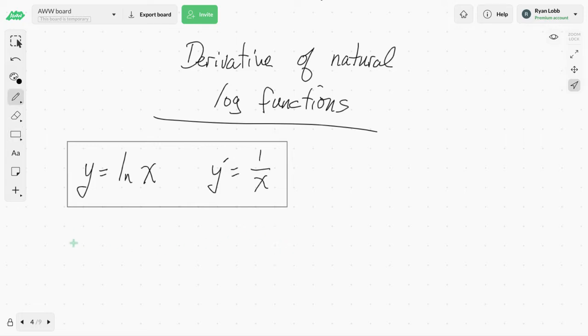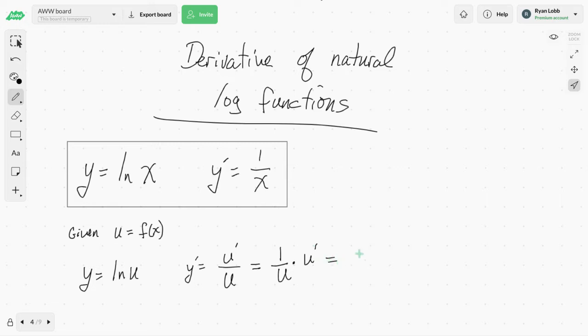More generally, we want to think about, given u is equal to some function of x, so u is f of x. If y equals ln of u, then y prime is going to be equal to u prime over u. Sometimes we'll say, the derivative of the stuff over the stuff. Another way we might see this is 1 over u times u prime, or 1 over u times du dx. But they all mean the same thing.